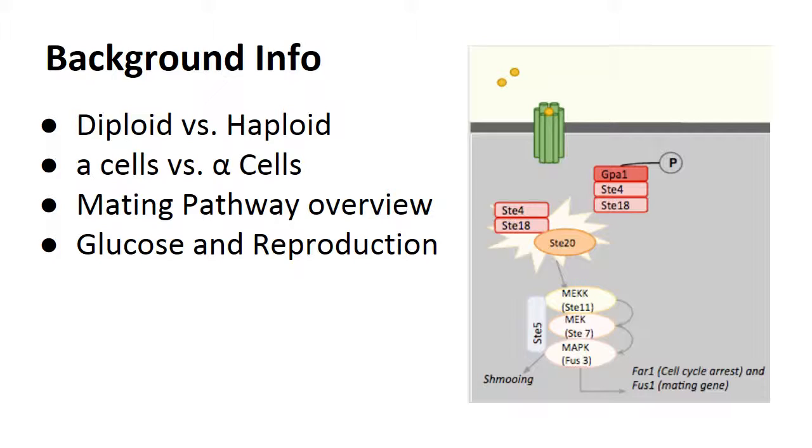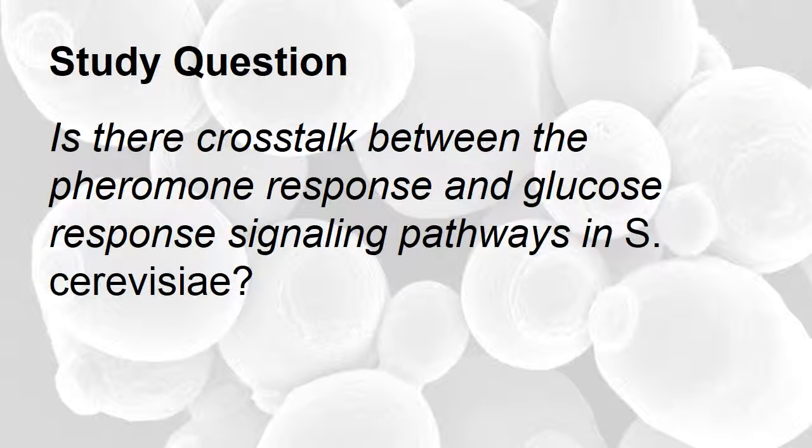The mating pathway is energy dependent. The deprivation of glucose can slow the rate of reproduction by influencing the metabolic pathway. Our research study question was whether there is crosstalk between the pheromone response and glucose response signaling pathways in S. cerevisiae. Now Meghna will introduce our biological rationale.